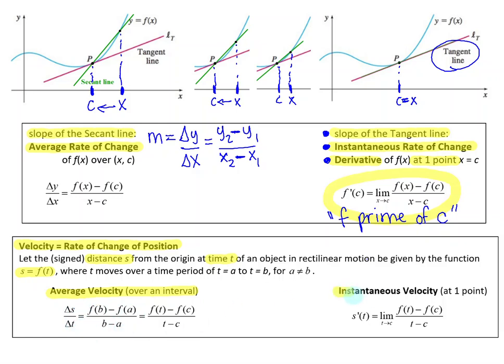The instantaneous velocity means the rate of change at one point. And that's going to be denoted as s prime of t, the derivative of the position, which of course is the limit as the points in time get closer to each other to become like the tangent line and the 1 point of tangency of that average rate of change.